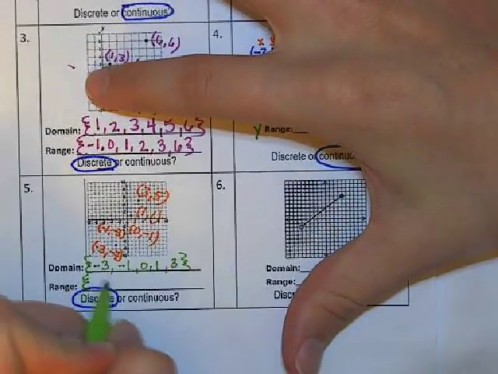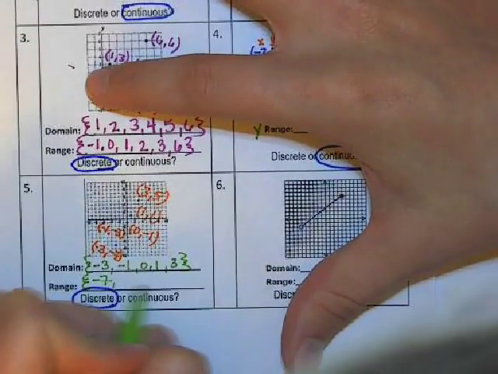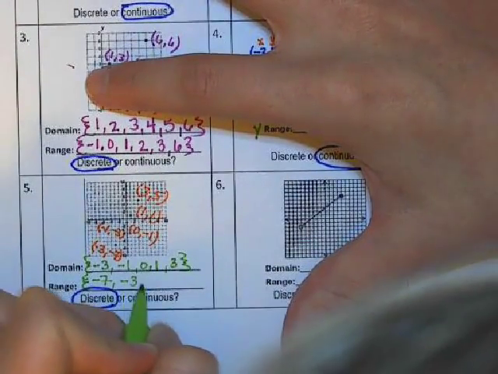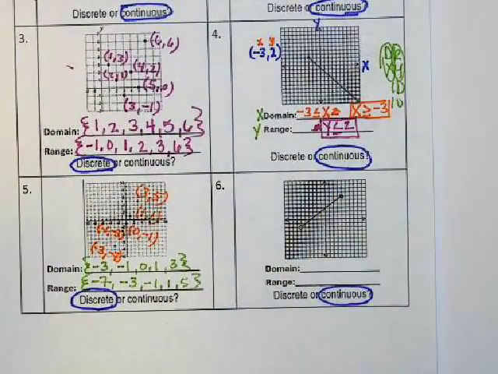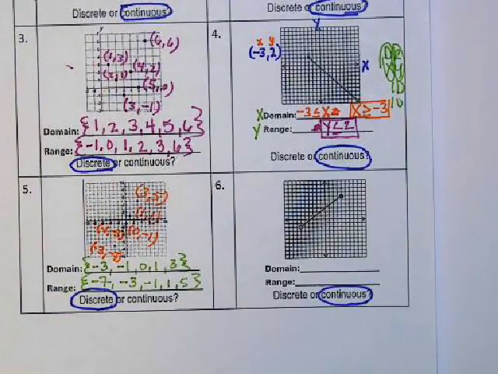Then I go to the y's. Squiggly line, -7, -3, -1, 1, 5. Squiggly line. Questions? Are we good? Questions? Okay, what's number 6? What type?